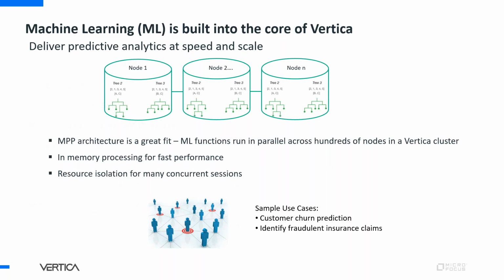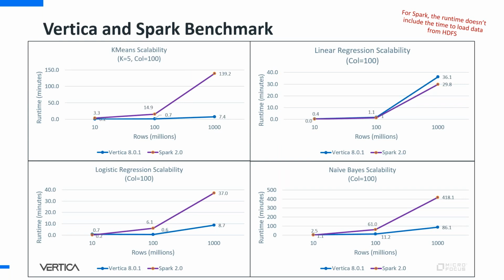I would also like to showcase that the machine learning algorithms available in Vertica fall into three categories. One is regression algorithms, which include linear regression and SVM regression. We have classification algorithms, which include logistic regression, naive Bayes, and random forest. And we have clustering algorithms, like k-means.